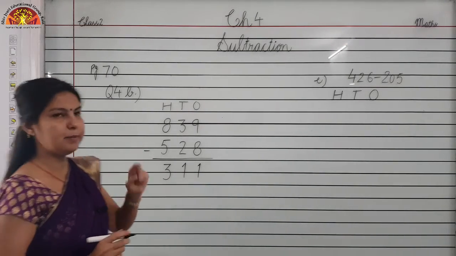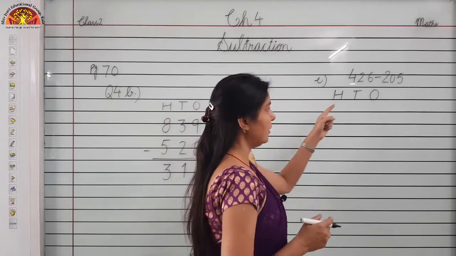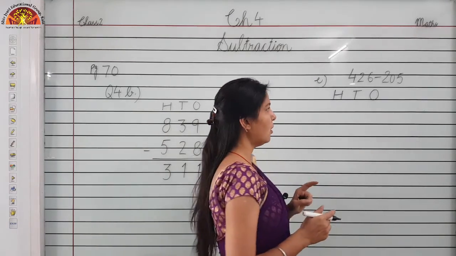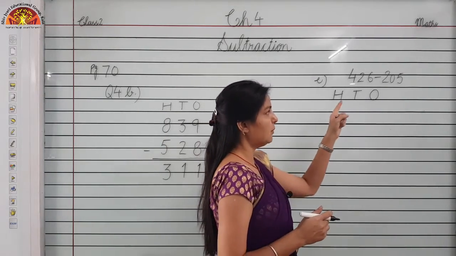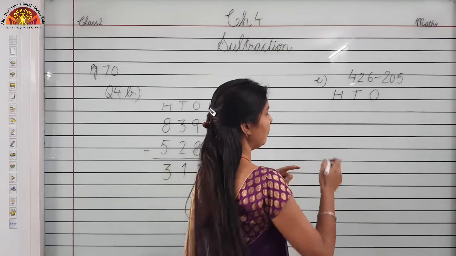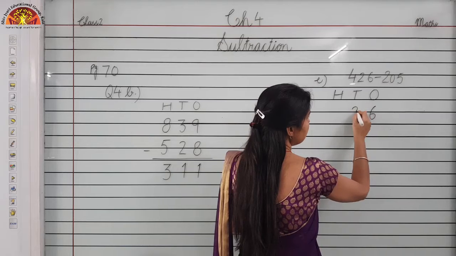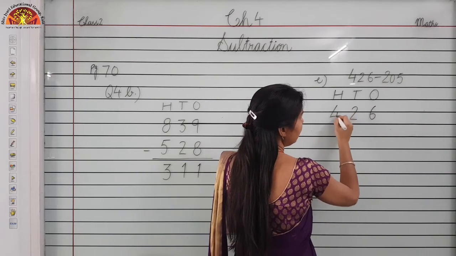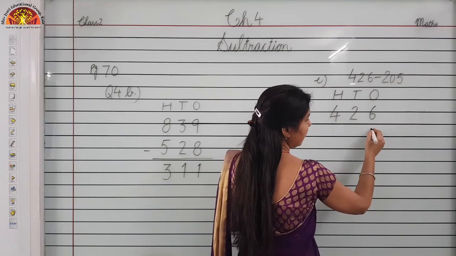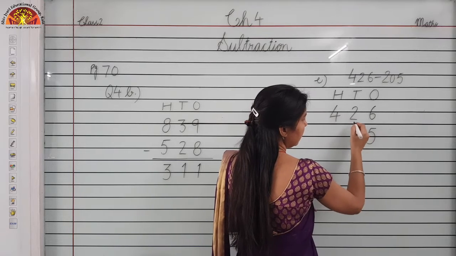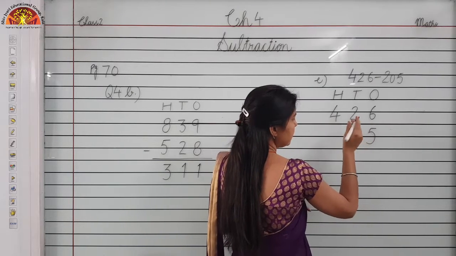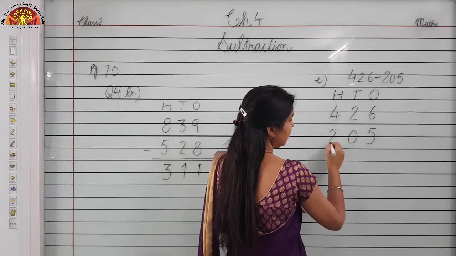Now we will see E part of this question. Here again we have to arrange these numbers in columns. So both numbers are having 3 digits. So how we will write? We will write first of all 6 at ones place, then 2, then 4. In this number we will write first of all 5, 0 at tens place and 2 is at hundreds place.